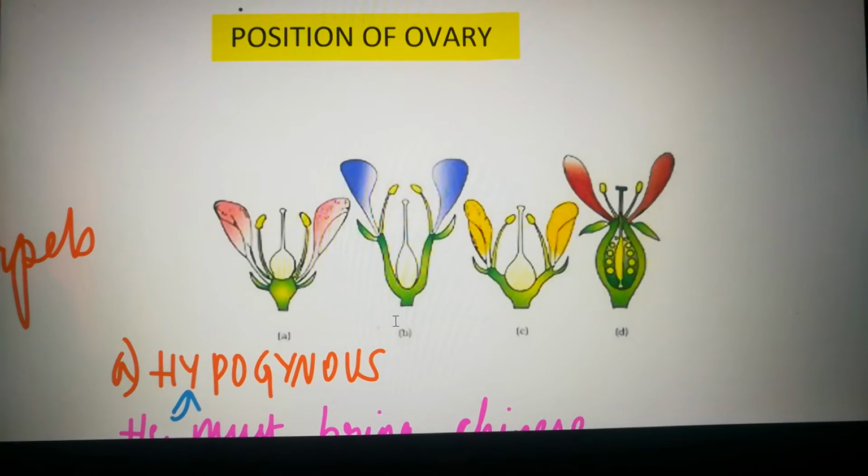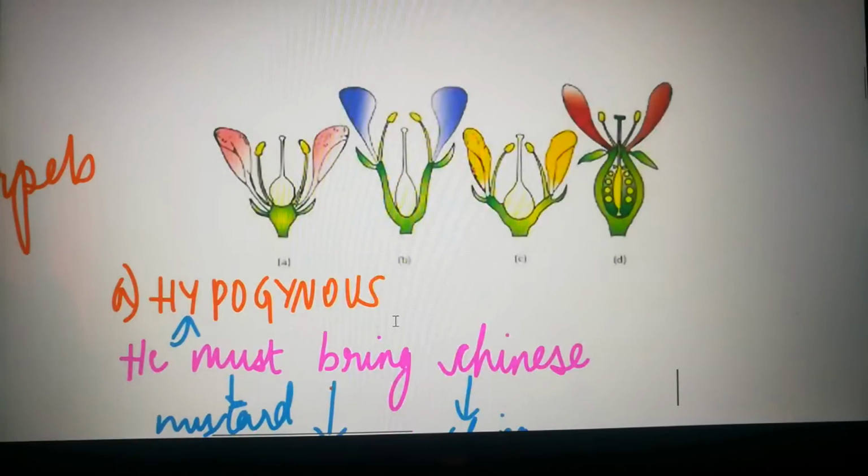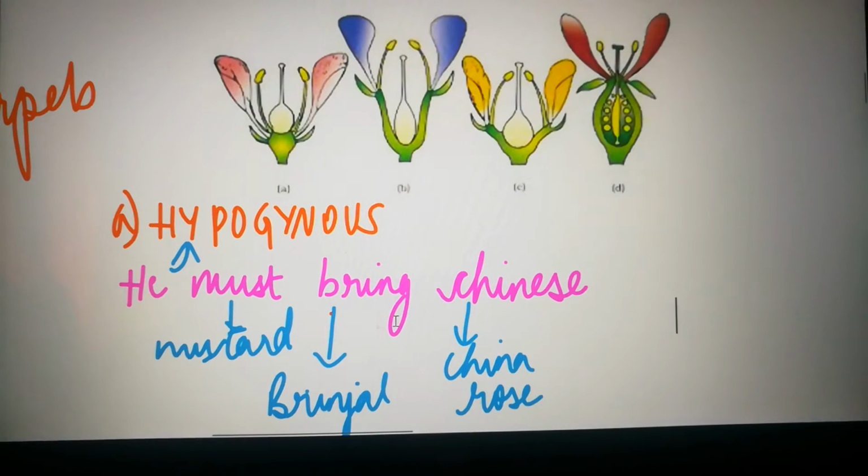Now mnemonics for the position of ovary. So here we have hypogynous. In the hypogynous flower, the gynoecium occupies the highest position while the other parts are situated below it. The mnemonic for this is, you just need to remember one sentence: He must bring Chinese. From He we have hypogynous, Must is mustard, Bring is brinjal, Chinese is China rose.